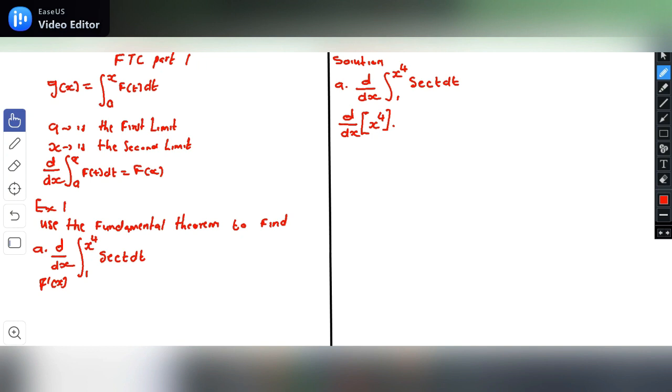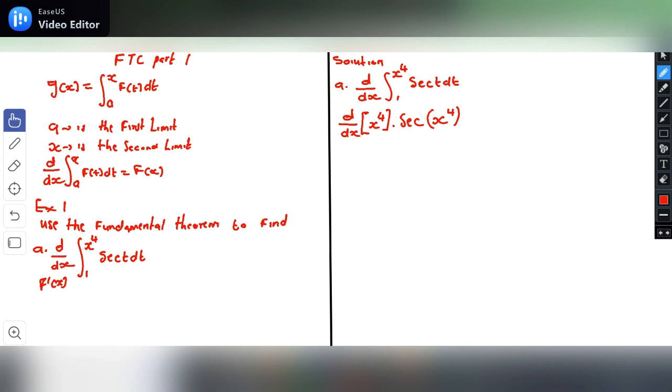So you can see the function that we have here, it's a secant. But where we see t, we are not going to write it. We are going to replace it with the second point, or the limit that we're going to differentiate, which is x to the power of 4. Then we are done with that. After writing it down like this, now we are going to the first point.